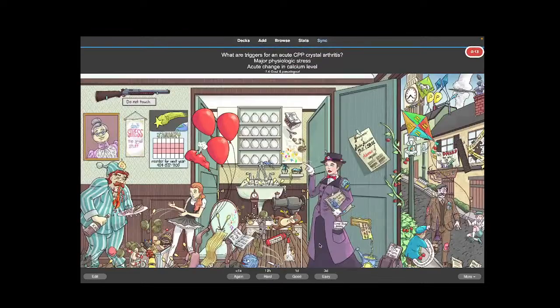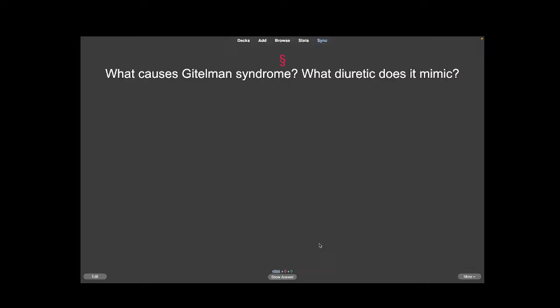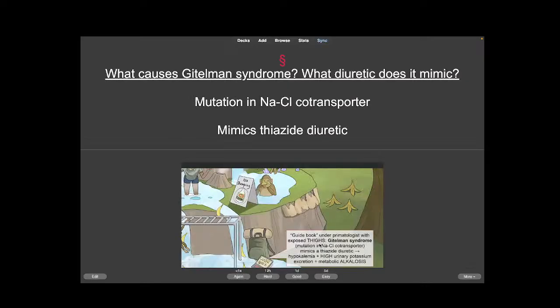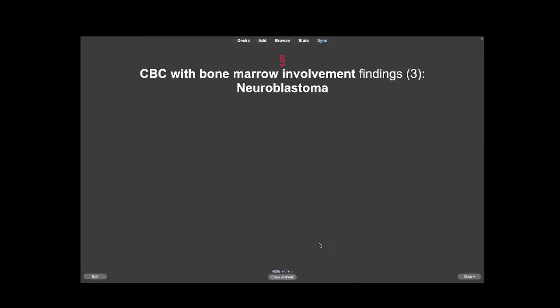What are triggers for an acute CPP crystal arthritis? Where's the arthritis? Stress? I'm stressed. I'm super stressed, bro. What causes Gitelman syndrome? I think we just did this. No, we didn't. No, we didn't. No. That was very cool, but no.